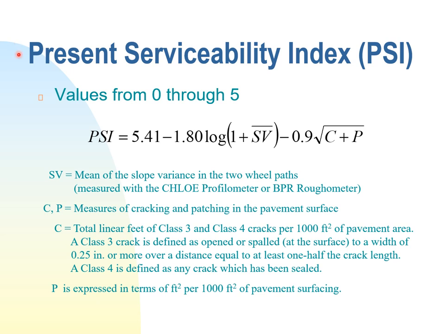We have already discussed the present serviceability index very briefly. The values are from 0 to 5. This is basically the formula to determine the PSI. SV is the mean of the slope areas in the two wheel paths, C and P are measures of cracking and patching in the pavement surfaces. C is the total linear feet of class 3 and class 4 cracks per 1000 square foot of pavement area, and P is expressed in terms of square foot per 100 square foot of pavement surfacing. Well, we are not going into the detail of this formula, but you must know that this is the formula which is used to determine the present serviceability index.